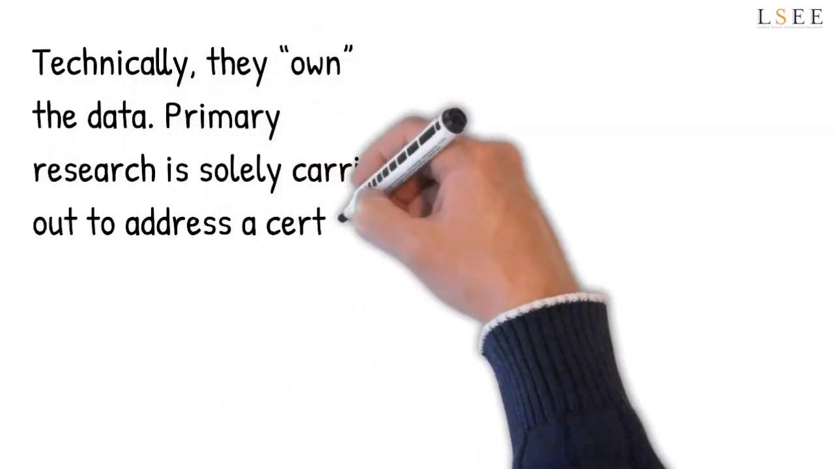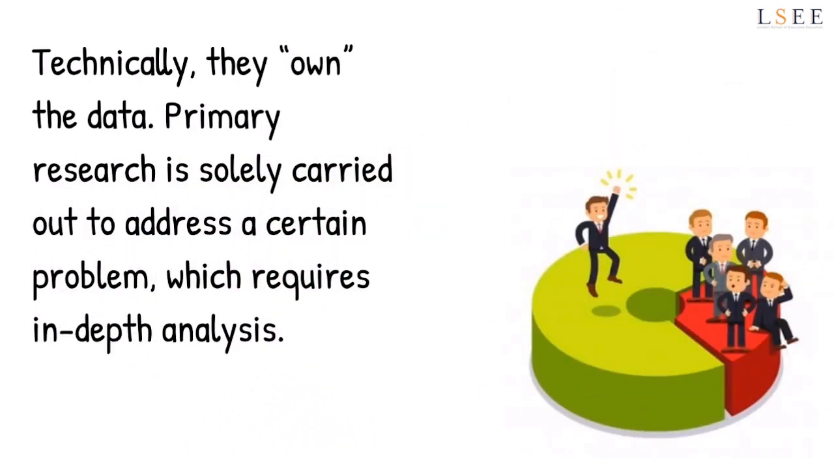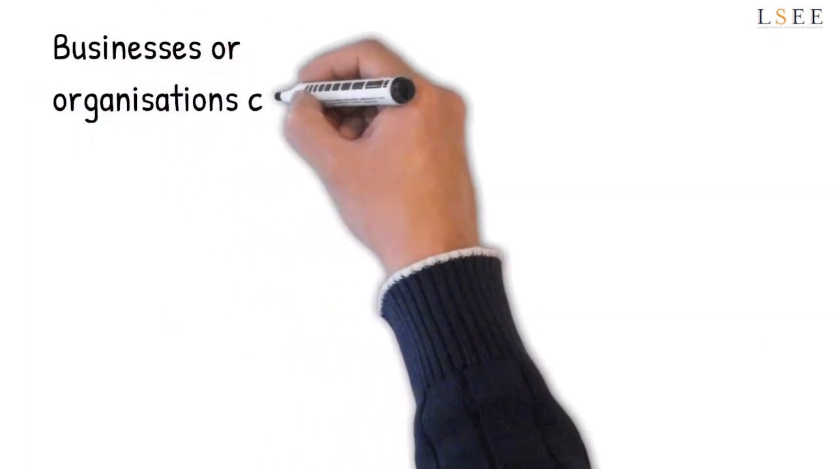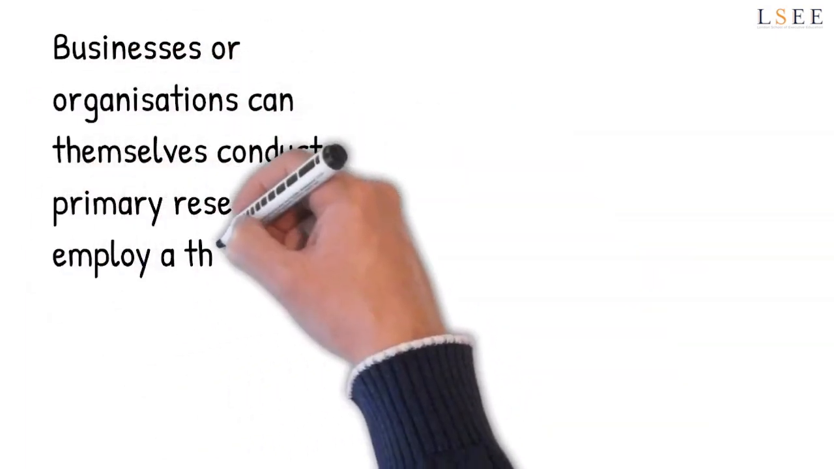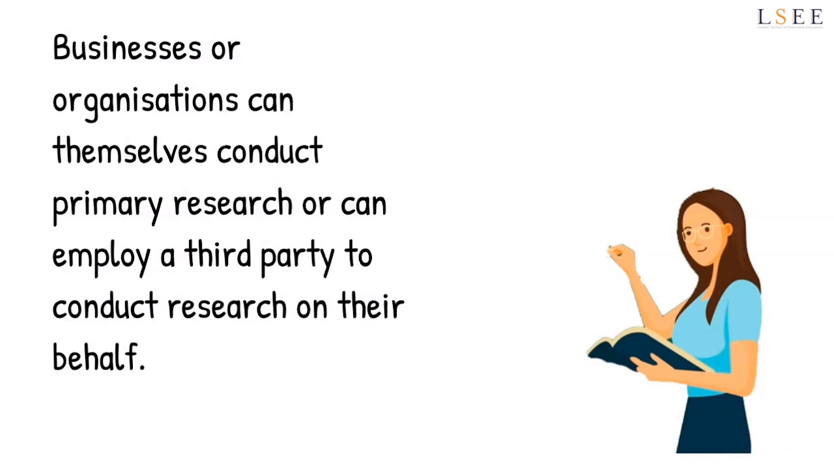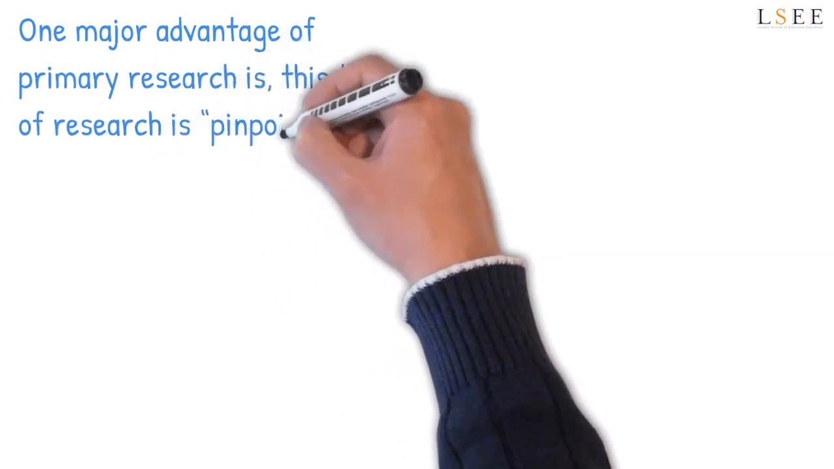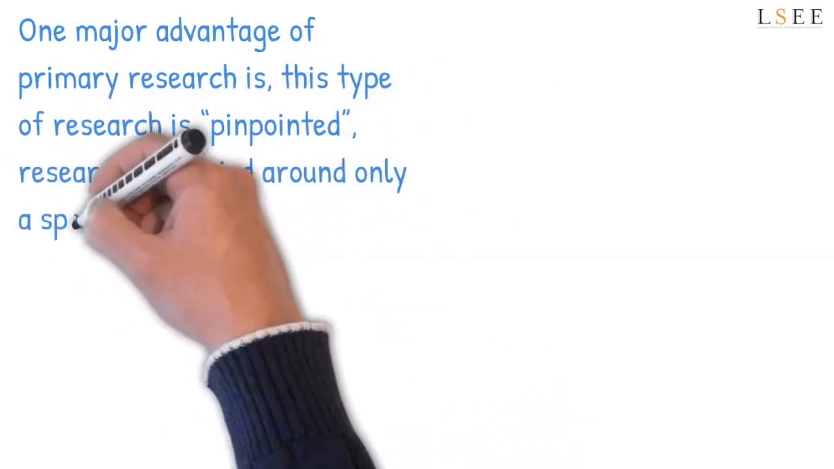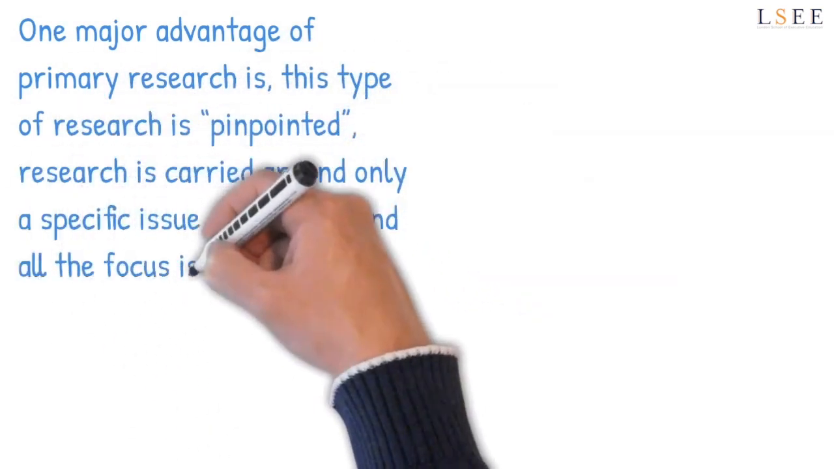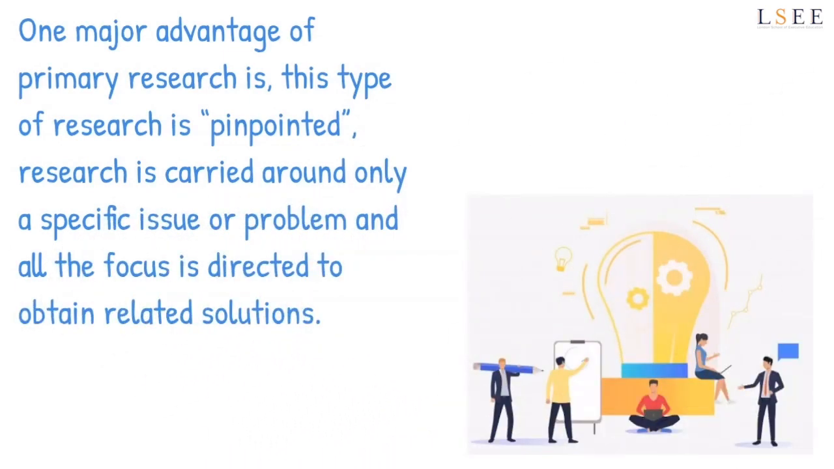Primary research is solely carried out to address a certain problem, which requires in-depth analysis. Businesses or organizations can themselves conduct primary research or can employ a third party to conduct research on their behalf. One major advantage of primary research is, this type of research is pinpointed. Research is carried around only a specific issue or problem and all the focus is directed to obtain related solutions.